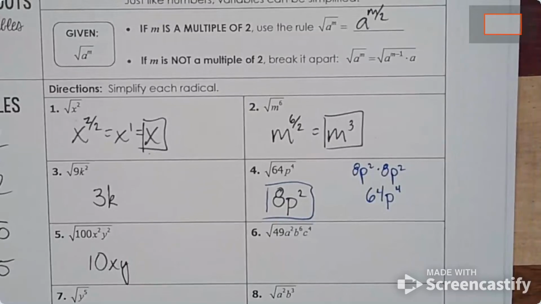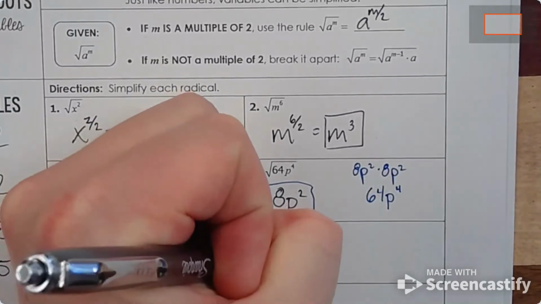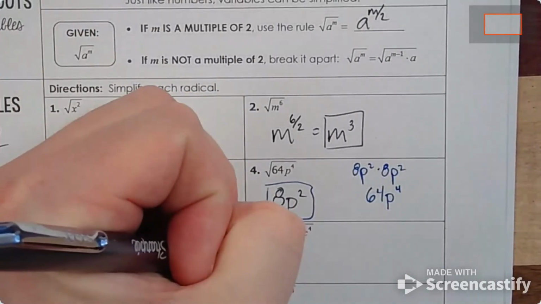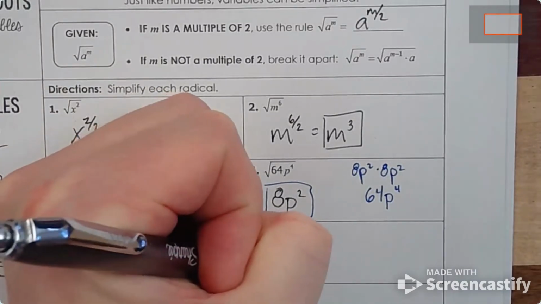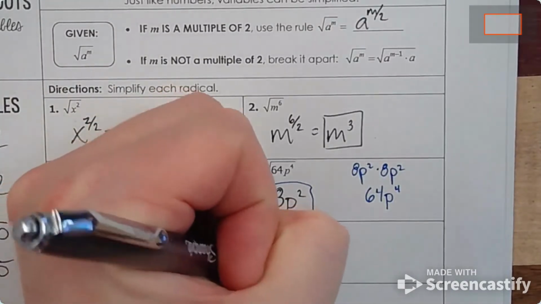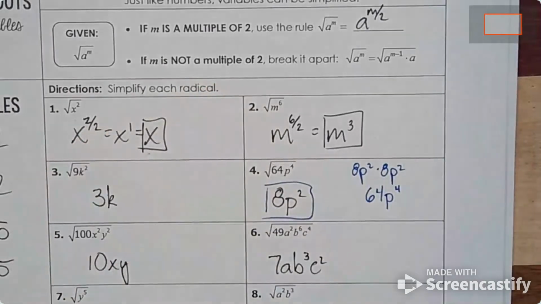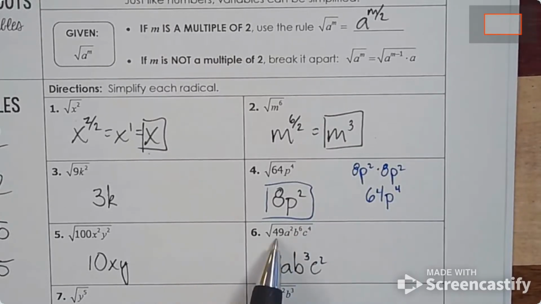Number 6, what's the square root of 49? All right. And then what's after that? So let's get an a in there too. So a, and then b to the 3rd, c squared. Good. So we're just cutting in half the exponents with the variables, and then we're square rooting the regular number.